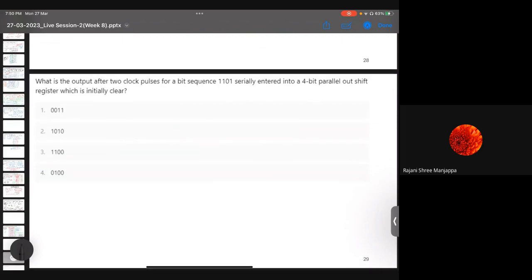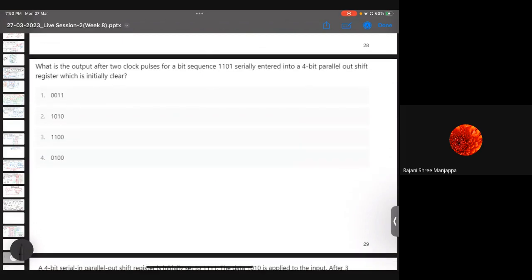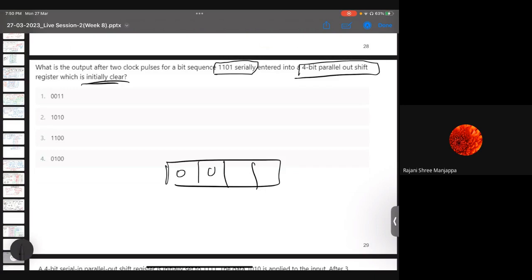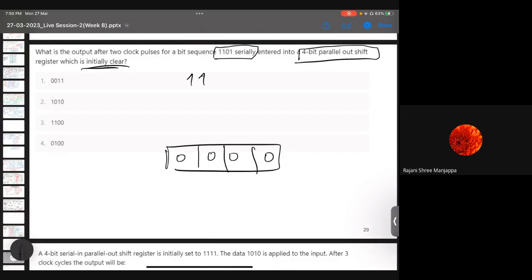So it says, what will be the output after two clock pulses if the bit sequence 1101 is serially entered into a 4-bit parallel out shift register, and the initial states are clear. So it is again the same question. Initial states are clear. Now it is getting shifted serially. So this 1 1 0 1 is getting shifted serially. First this 1 will get inserted, then this 0, then this 1, then this 1.